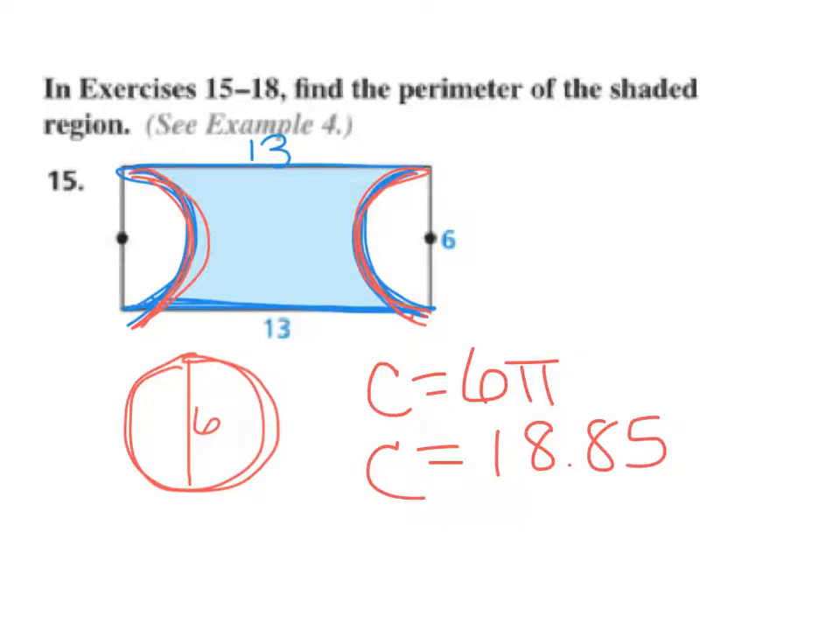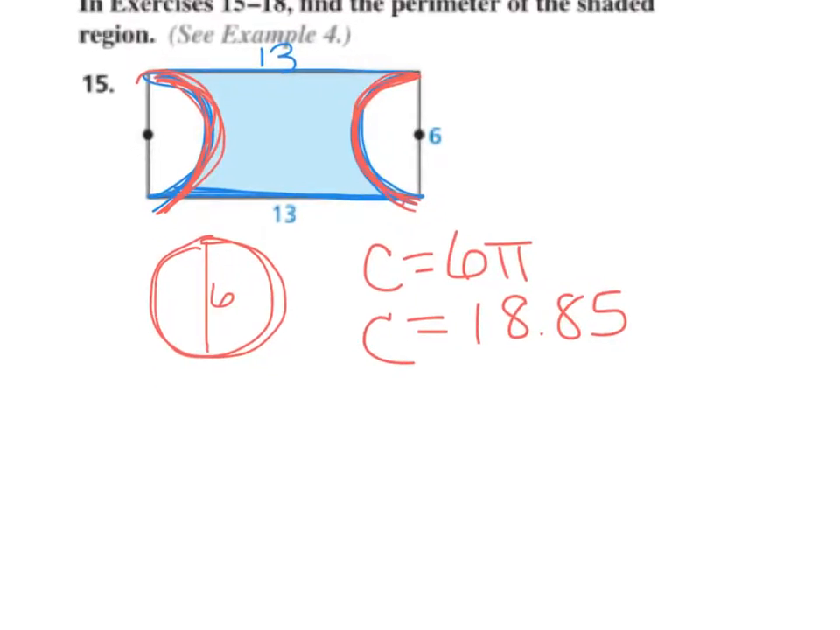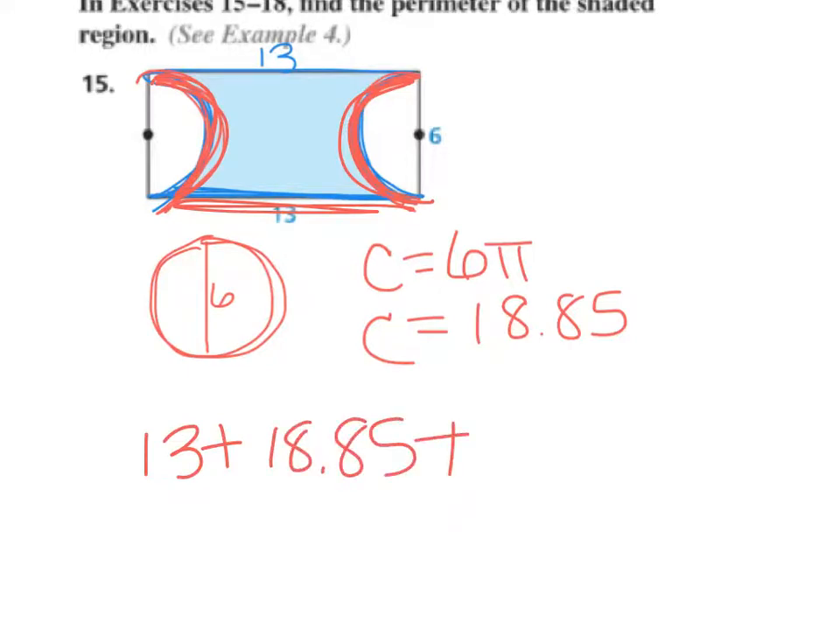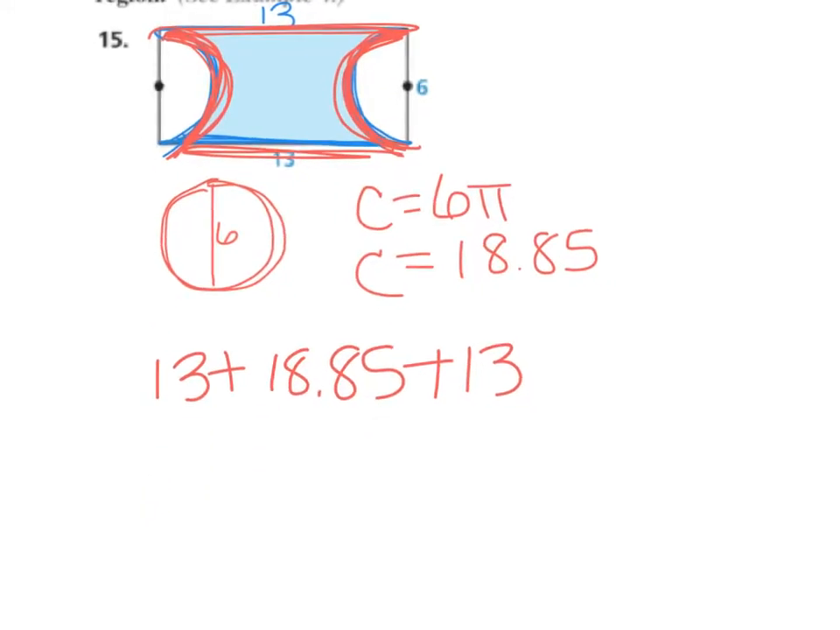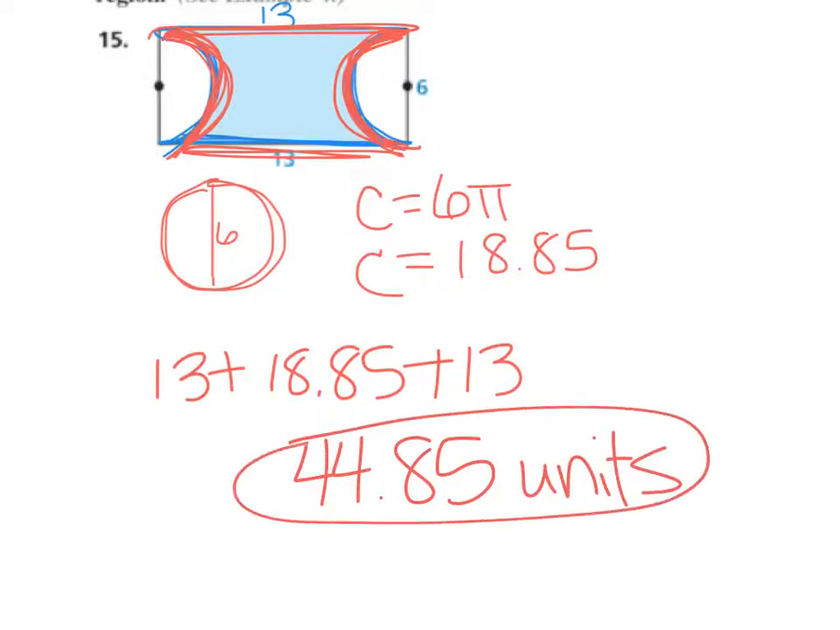So that red represents these 2 halves right here. Well, if we're going to go all the way around the blue, we'd have that first 13 right there, plus both the half circles. We can add those together at the same time. You'd have 18.85 plus the other 13 from the other side. When you add those all together, we get 44.85. Does not give us any units, so anytime we're doing these, we always need to make sure we label. That would be in units.